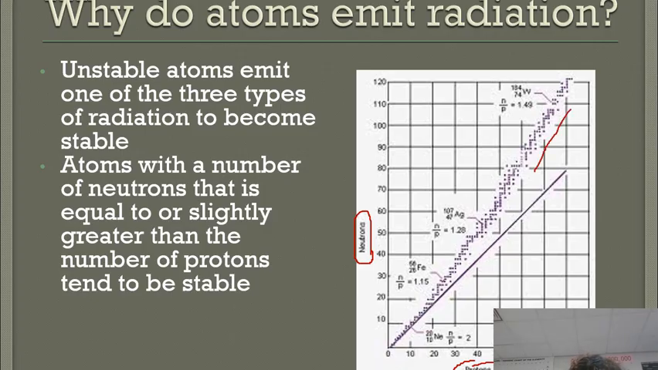But this right here almost forms kind of a line. That's called the band of stability. And if you look carefully, you'll notice that there are little dots there. And each dot represents an isotope that is actually stable.